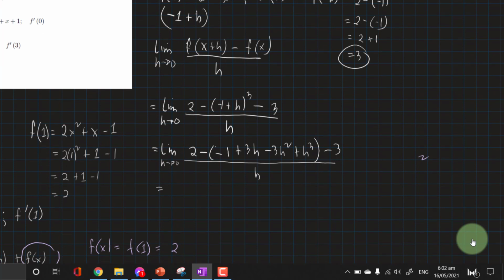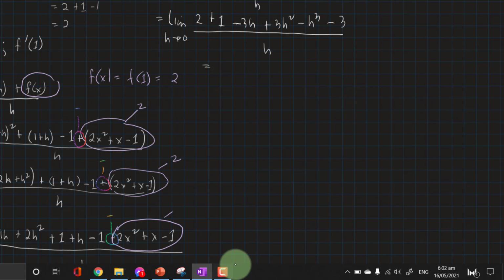So this will be, itanggal lang natin yung parenthesis by distributing the negative sign. So the limit of 2 plus 1 minus 3h plus 3h squared minus h cubed minus 3 all over h as h approaches 0 is equal to. Magiging 2 plus 1, this is positive 3. Minus 3. Cancel na sila. So, ang matitira na lang is the limit of negative 3h plus 3h squared minus h cubed all over h as h approaches 0.